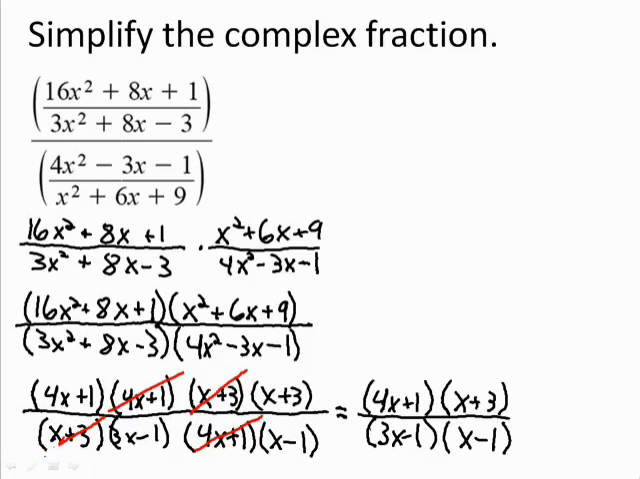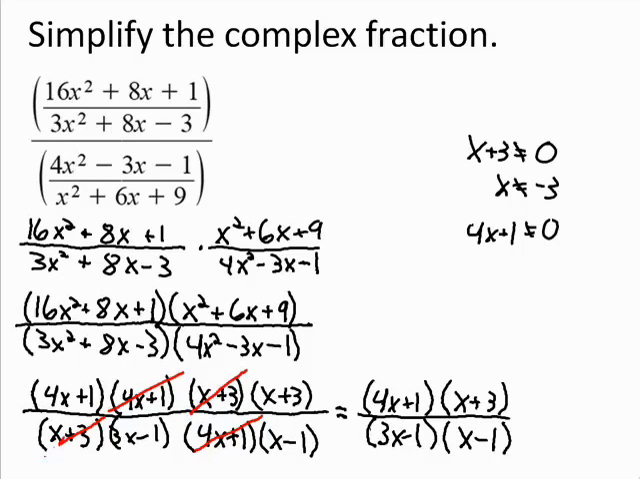In the original expression, there was an x plus 3 and a 4x plus 1 in the denominator. If either of these factors were equal to 0, the denominator would be equal to 0 and the expression would be undefined. So these factors cannot be equal to 0. X plus 3 cannot be equal to 0, and 4x plus 1 cannot be equal to 0. Solve each of these for x. In the first one, subtract 3 from each side. X cannot be equal to negative 3.